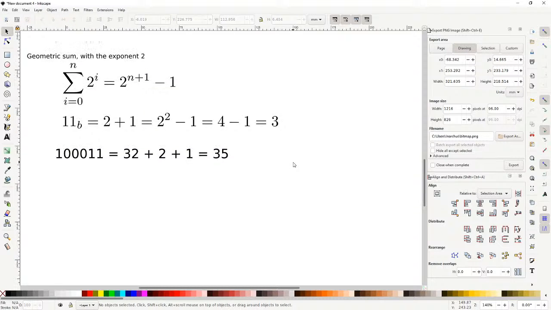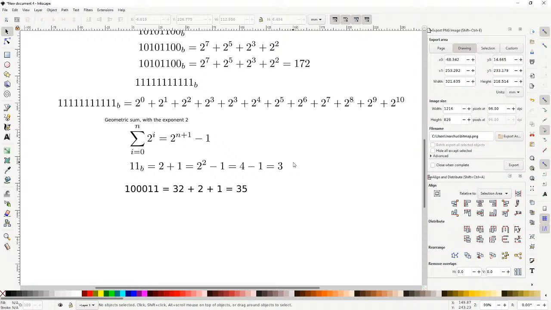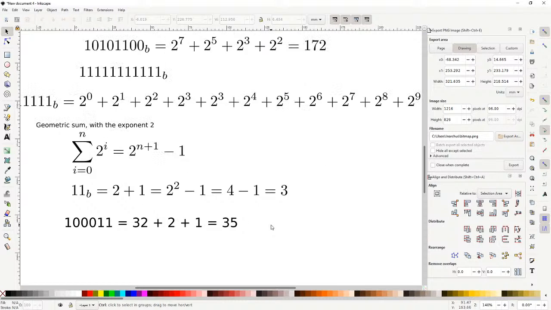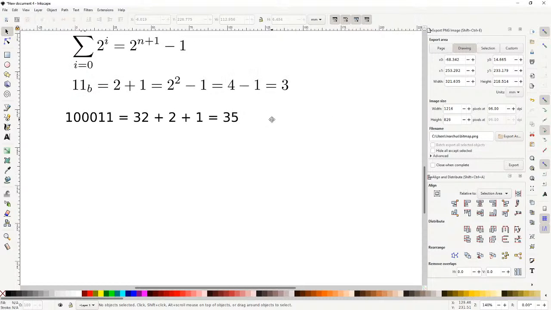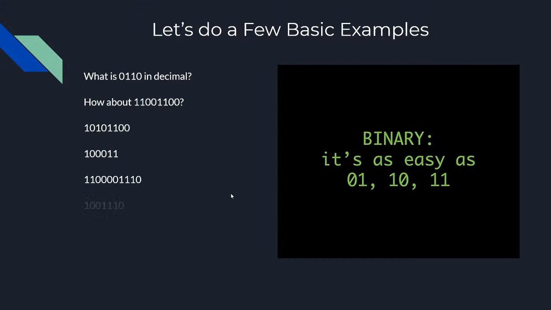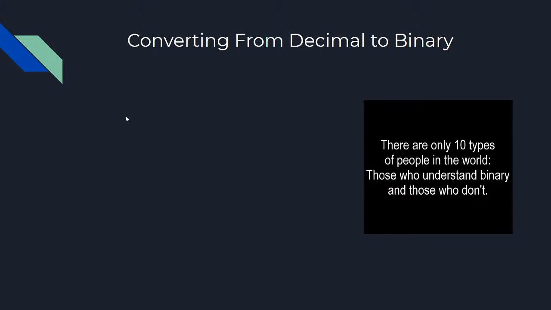So, we've talked about converting binary to decimal, but what we haven't talked about is converting decimal back to binary. So here's a bunch of other examples that I'm not going to do. So how do we convert from decimal to binary?